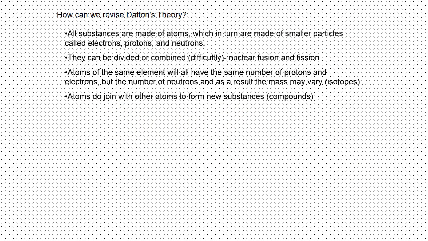With all these revisions taken into account, we can now put together a more complete atomic theory. All substances are made of atoms, which in turn are made of smaller particles called electrons, protons, and neutrons. Atoms can be divided or combined, though it is difficult, through the processes of nuclear fusion and nuclear fission. Atoms of the same element will all have the same number of protons and electrons, but the number of neutrons, and as a result the mass, may vary. We're talking about isotopes there. And finally, atoms do join with other atoms to form new substances, that is, forming compounds.